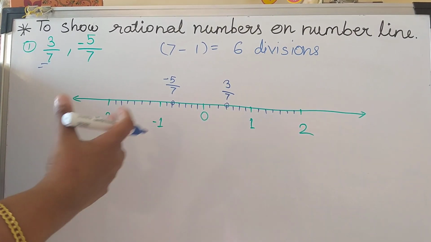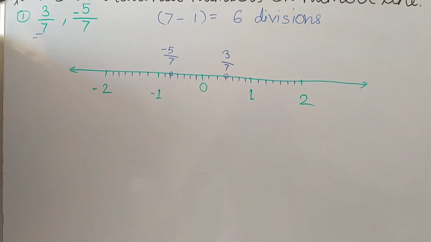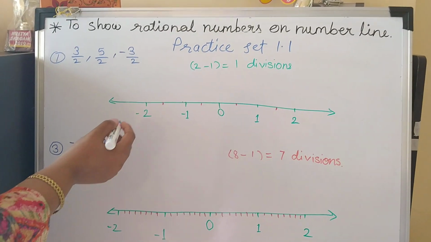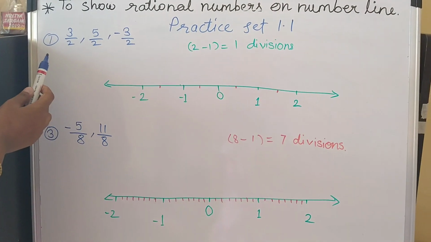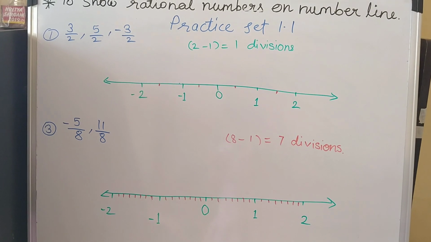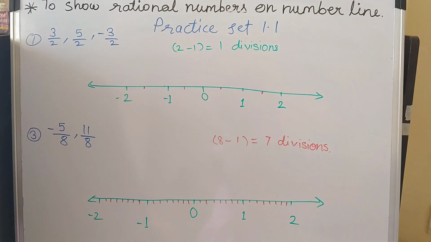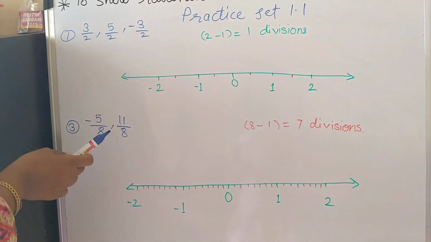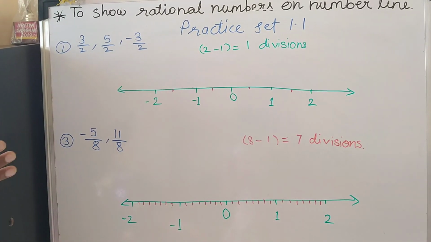Now we'll go to practice set 1.1. Similar examples are there to solve. See, now we'll see practice set 1.1. First question, show the following numbers on a number line and draw a separate number line for each example. That means, see, in the denominator all the numbers are different for all the questions. So you have to draw a new number line for each question.